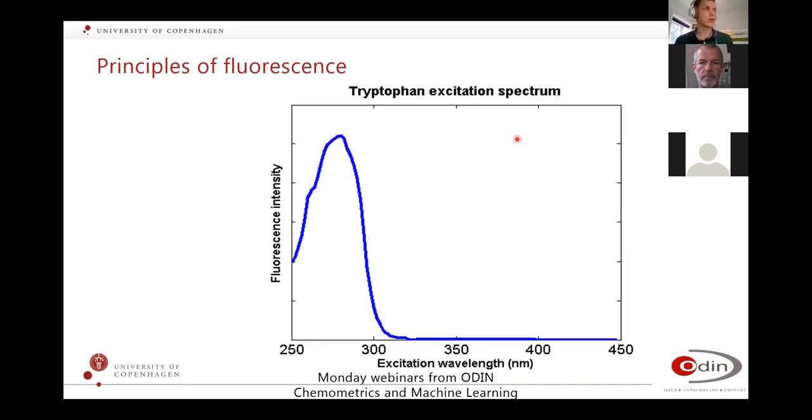So a typical excitation spectrum, this is for tryptophan, can be seen here, where we can see that the intensity increases in the beginning, and then it just decreases down to 0. So meaning that it doesn't give a signal in the whole spectrum of UV-Vis, let's say, that we have here, but only in the beginning. And this is an electron transition that is happening in the beginning here. So you're going from the ground state.